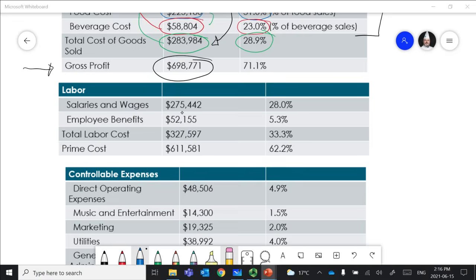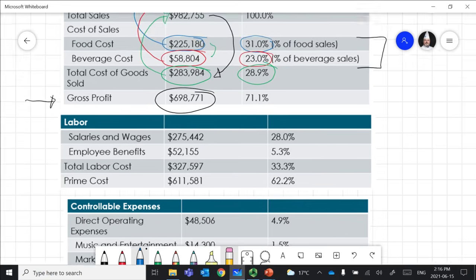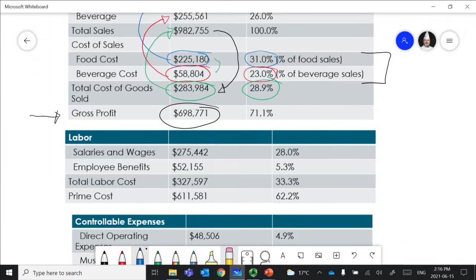So we've got our salaries and wages, $275,442, and that 28% is because we calculated that, let's go with green because we're going to go off the green color. Our salaries and wages were calculated on our total sales, right? To get that 28%, 275,442 divided by 982,755 gives me 28%. My employee benefits, $52,155 to get this 5.3%. Guess what? This is divided by our total sales again.